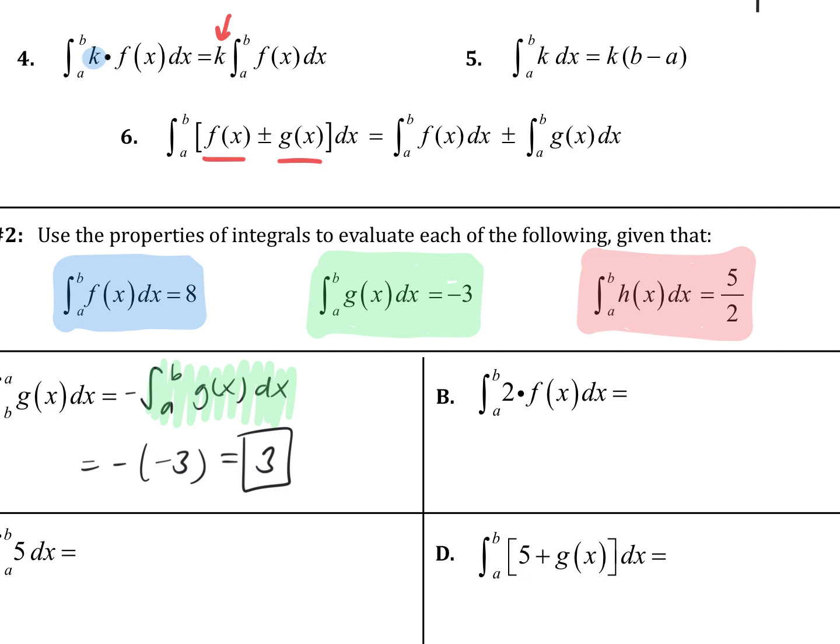Okay, letter B, I'm going from a to b of 2 times my function f of x dx. Well, I could rewrite this as 2 times the integral from a to b of f of x dx. And I know that the integral from a to b of f of x dx is equal to what? 8, right? So then I can just go ahead and plug in 8 where I see that function, and I end up with 16.